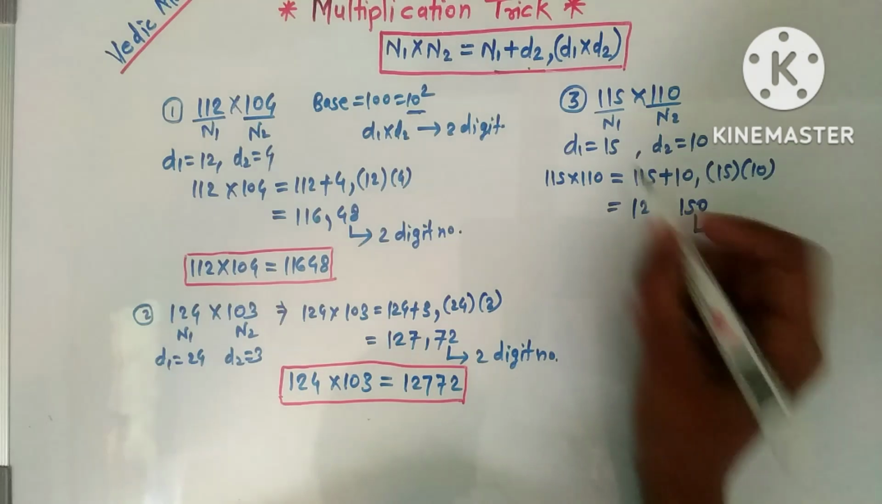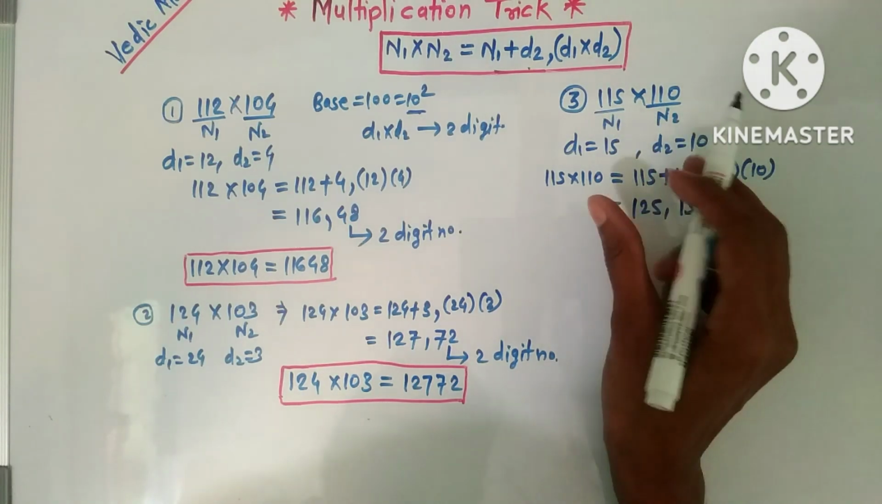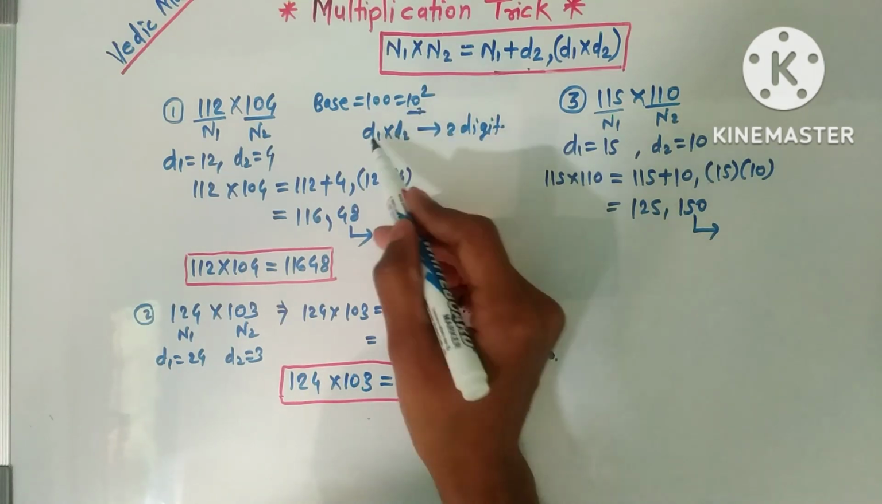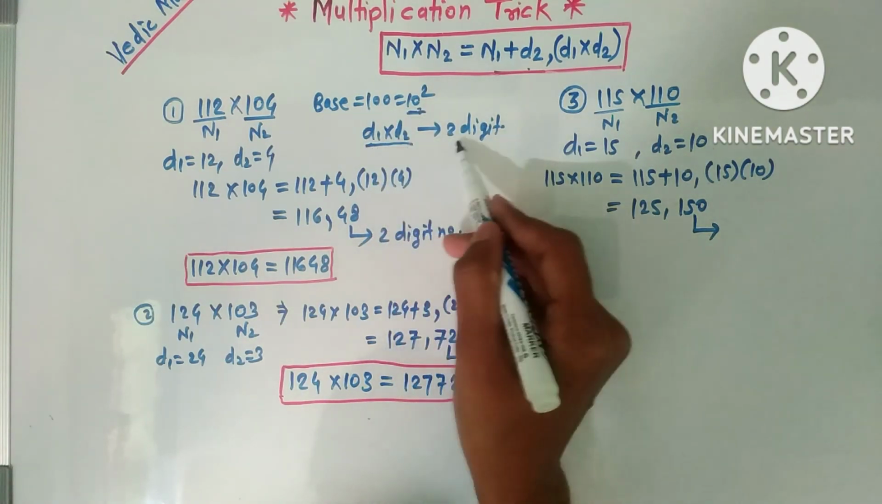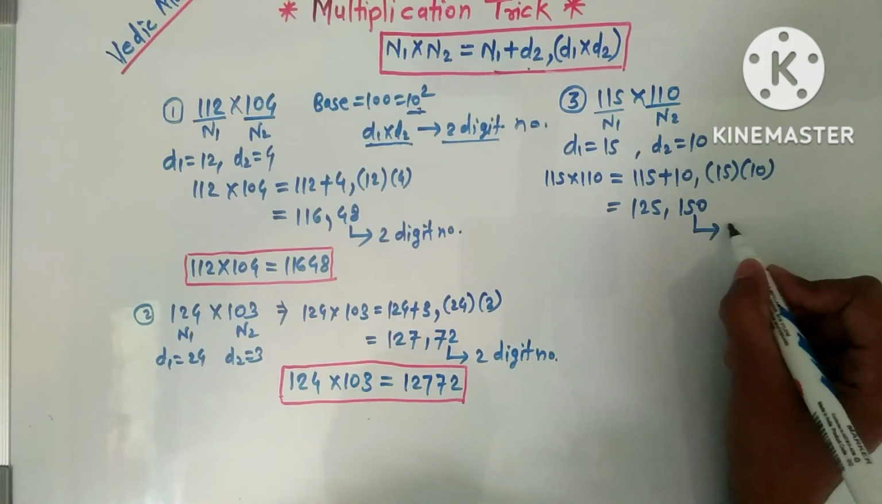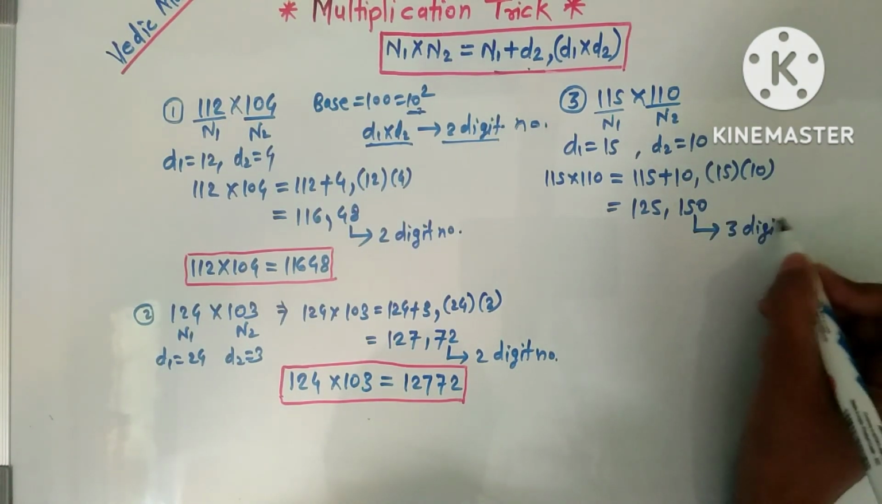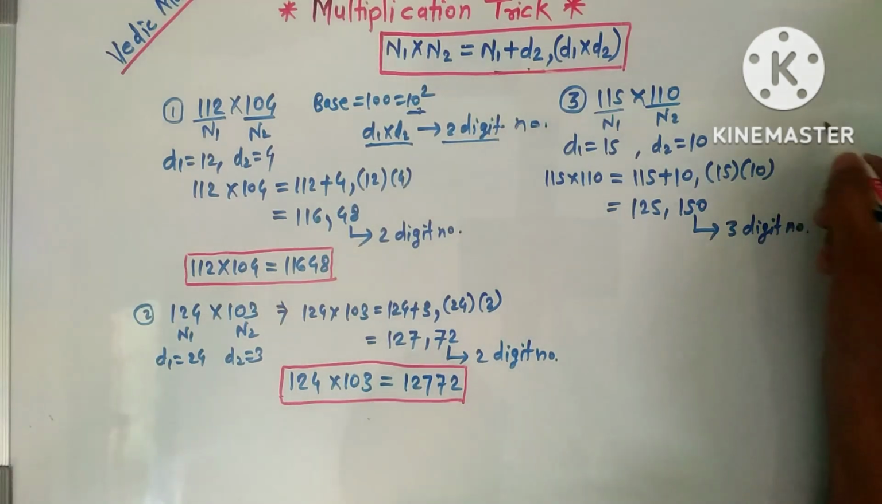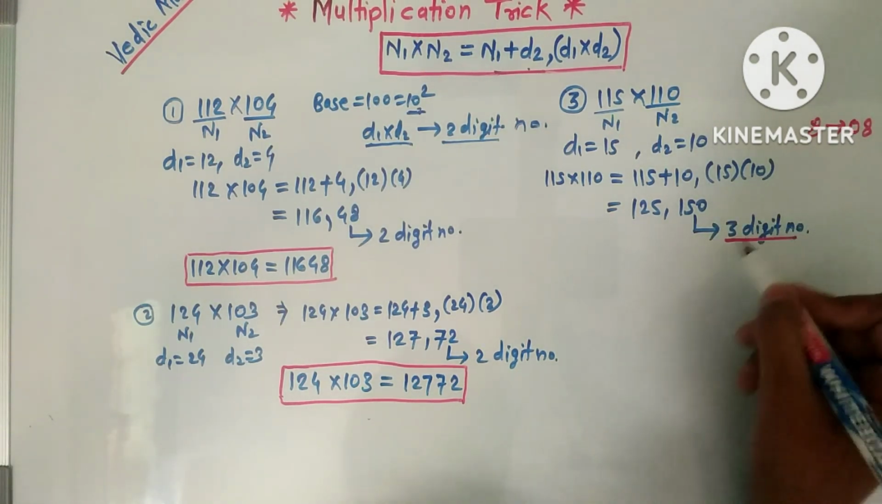But see, here these two numbers are near to 100. So our base is 10 raised to power 2. That means the product d1 into d2 should be a 2-digit number. But here what is the product? A 3-digit number. We know if a 1-digit number is there, suppose 8, how do we write it as a 2-digit number? 08. But here a 3-digit number is given.